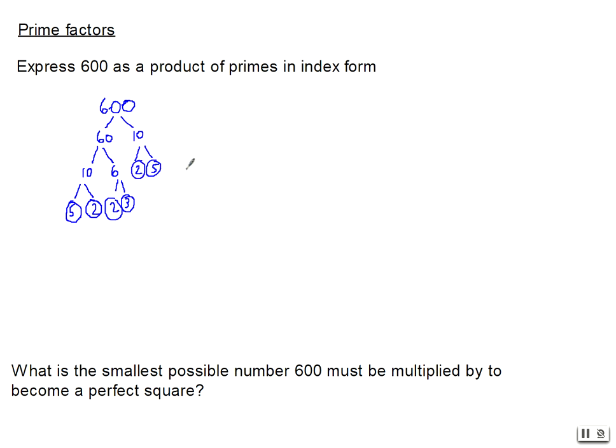And they now want us to write this in index form. So what we have here is we have 3 number 2's, so that is 2 to the power of 3 times 3 times 5 squared.